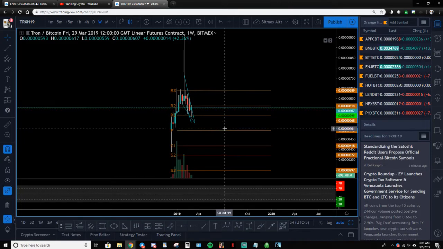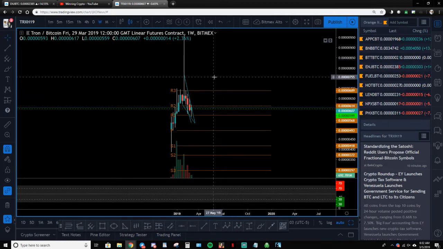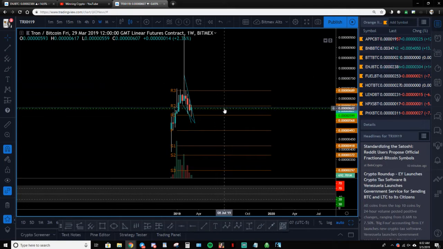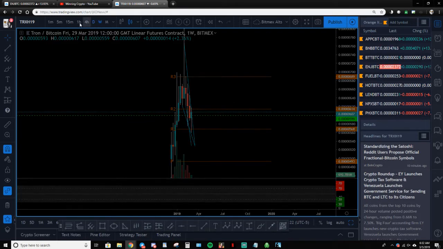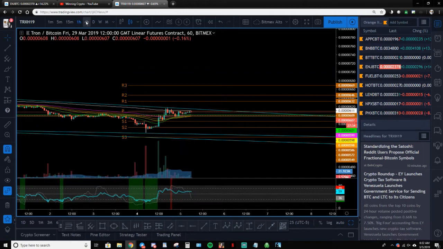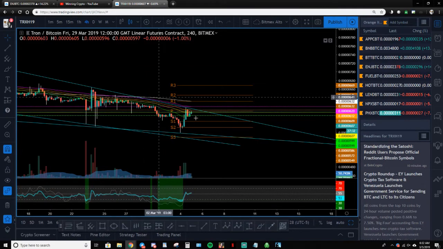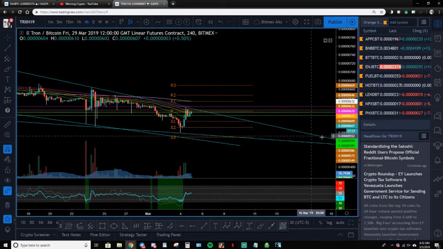We have R1 at 568, and then we have R2 at 614. So we're sitting at 607 right now, which is right in between. Let me expand this a little bit. Right in between the resistance and that previous historical resistance from a few months back. So we see that we're in a good area. We're sitting above a couple of EMAs, right at the 40. So what else can we see?